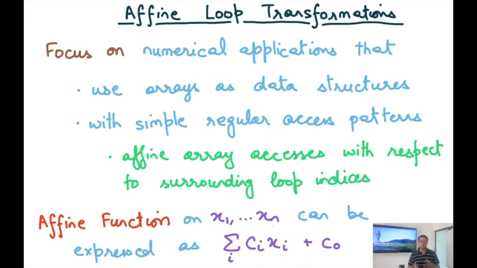What are surrounding loop indices? The indices of the loops, the iteration variables of the loops that surround that particular statement. So for example, if it was a single loop, then it's just one variable, one surrounding loop index variable i. If there was a loop nest of depth 2, then there are two index variables, let's say i and another, let's say j, and so on.